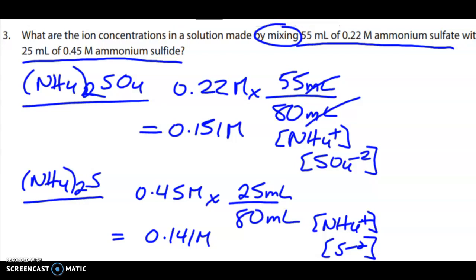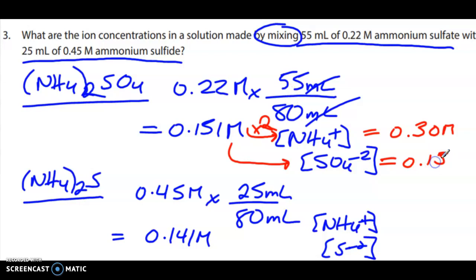All right, so now that we have the total concentration, we have to look at the ratio. So same as we were before. This 0.151 is actually the same concentration for sulfate because it's a 1-to-1 ratio, but we would have to double it when it comes time to doing the ammonia. So what that ends up being here for ammonia is 0.30, and this is 0.15 once we look at 2 sig figs.